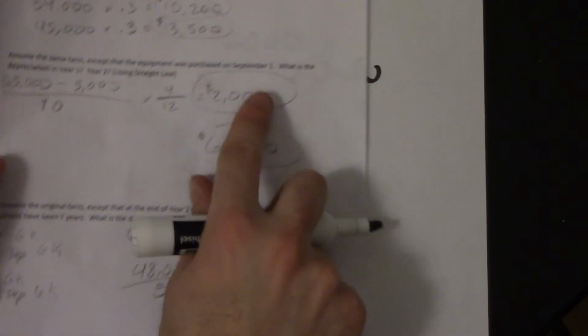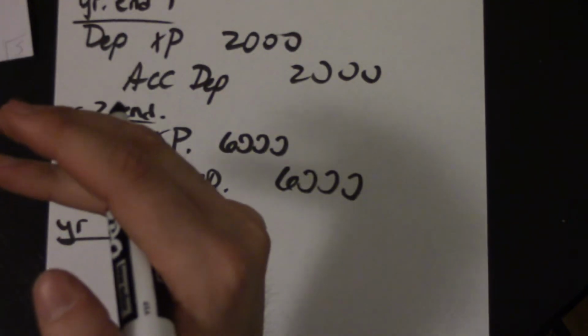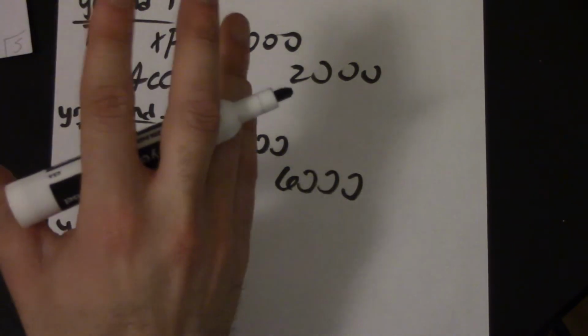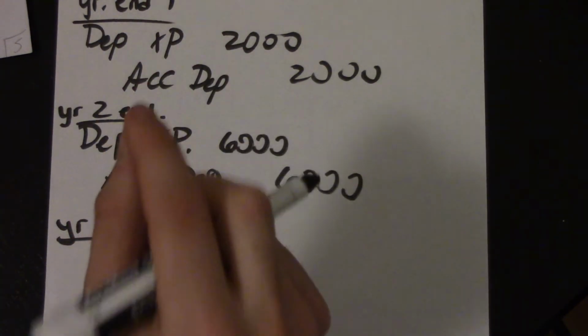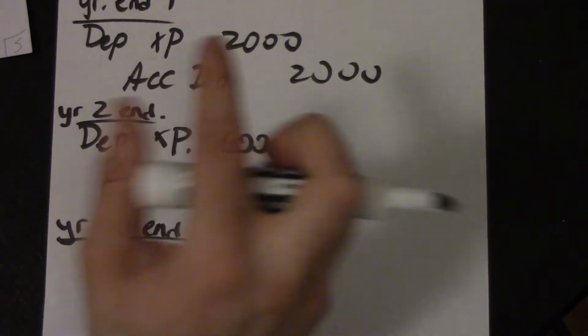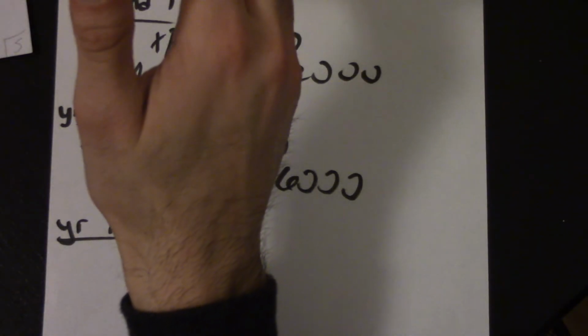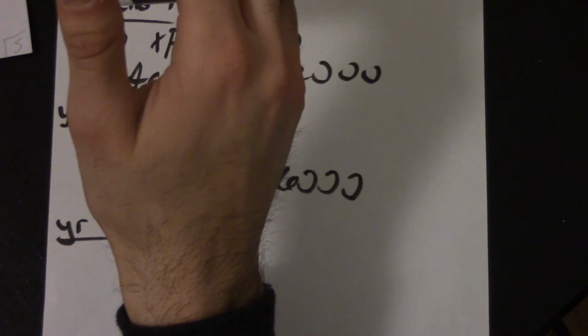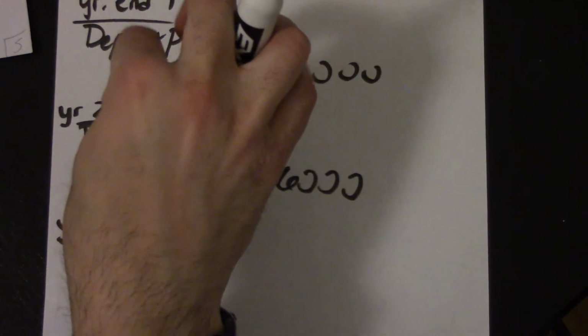So if we bought this equipment on September 1st, and it has a useful life of 10 years, that means that its useful life is going to end on September 1st in year 10. Or maybe it'd be 11. But anyway, in 10 years, it's going to be fully depreciated on September 1st.